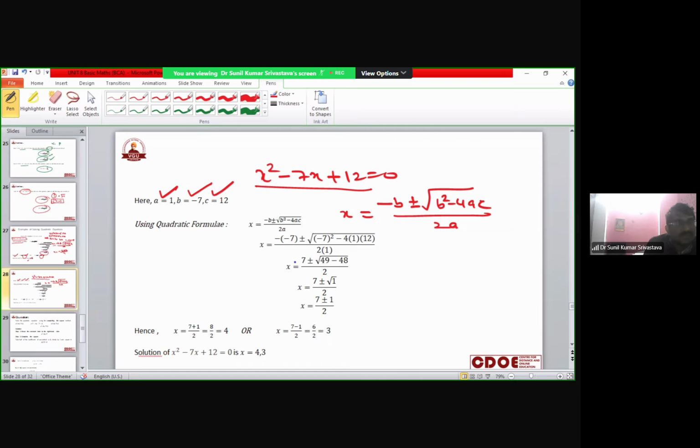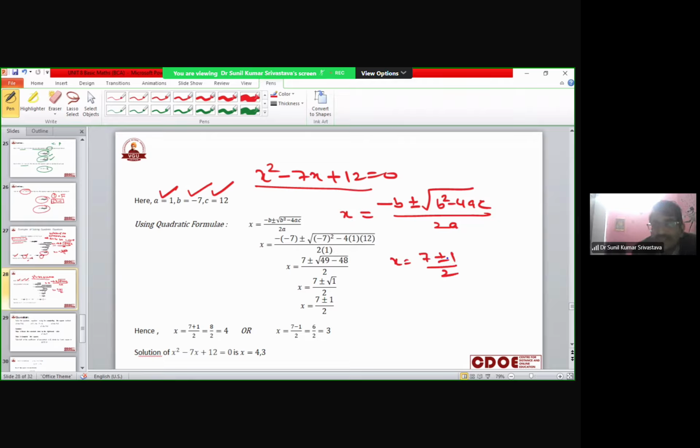The minus and minus means it becomes plus. Minus 7 square is 49, and 12 into 4 is 48. 49 minus 48 is equal to plus 1. So x is equal to plus 7 plus minus 1 upon 2.